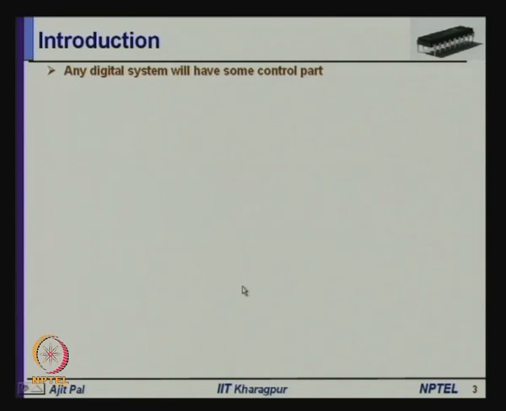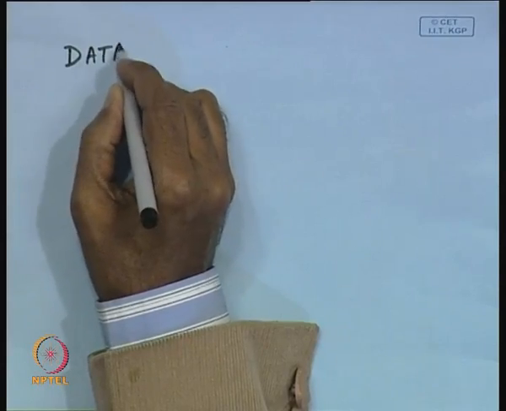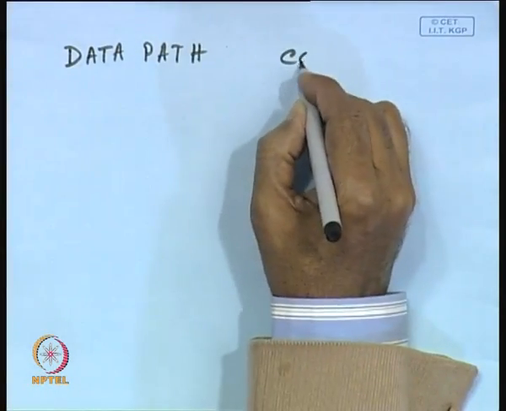Any digital system will have some control part. Why digital system? Every system will have two parts, hard and soft, like hardware and software, body and soul. Similarly, any digital system will have two parts. One is known as data path and the second is known as control path.